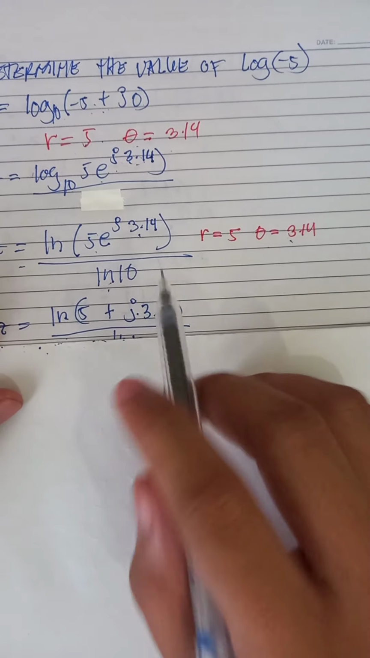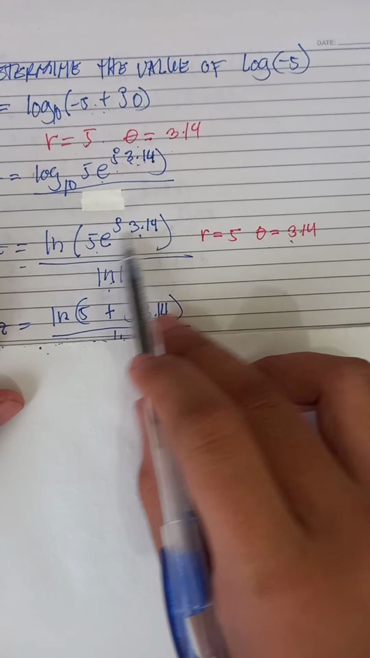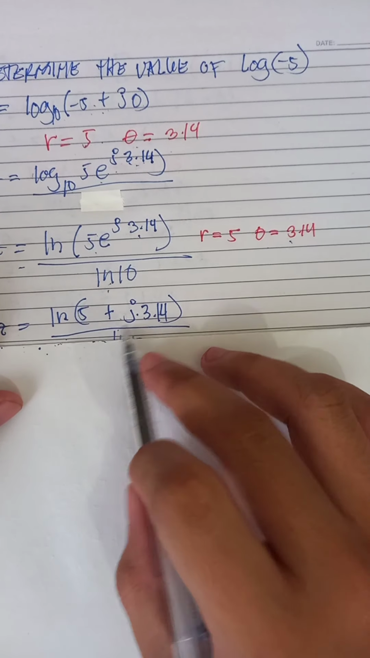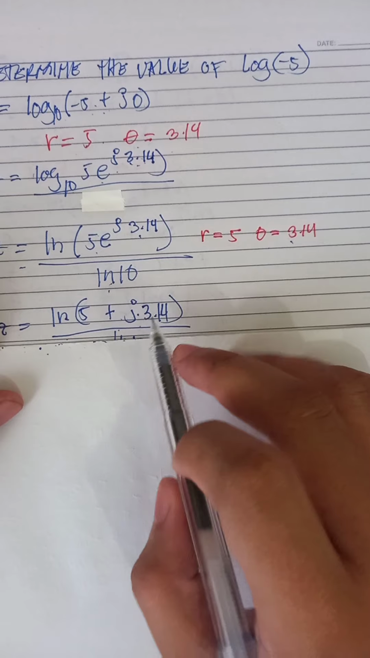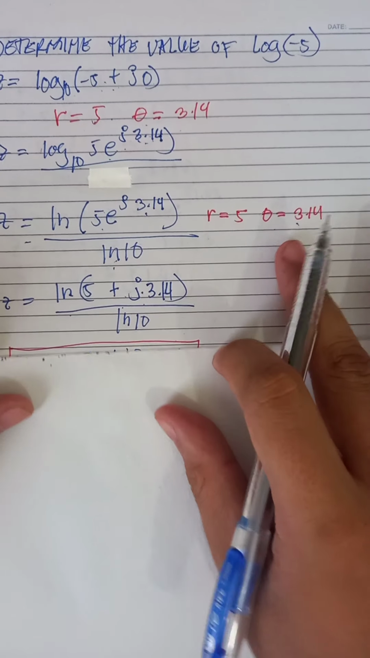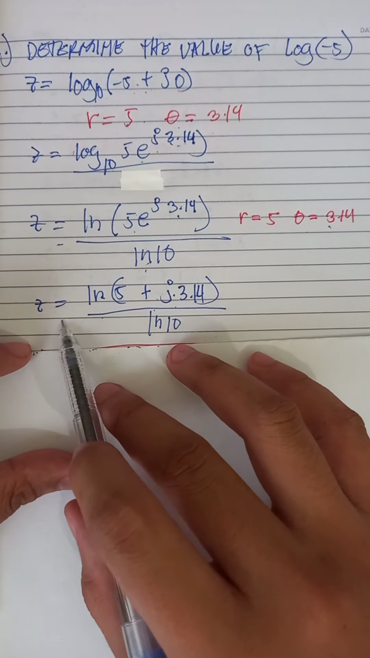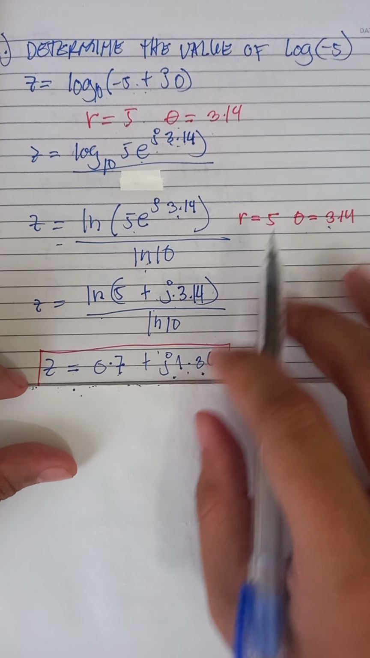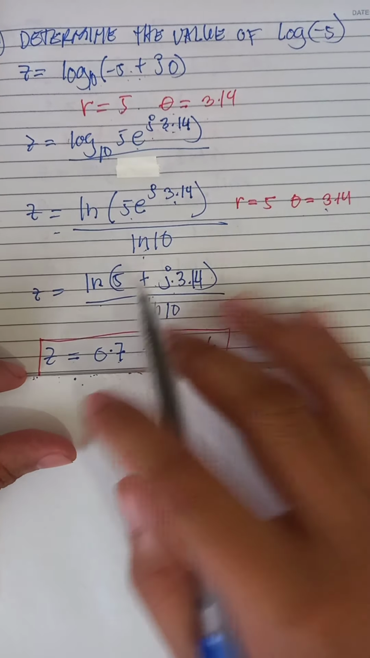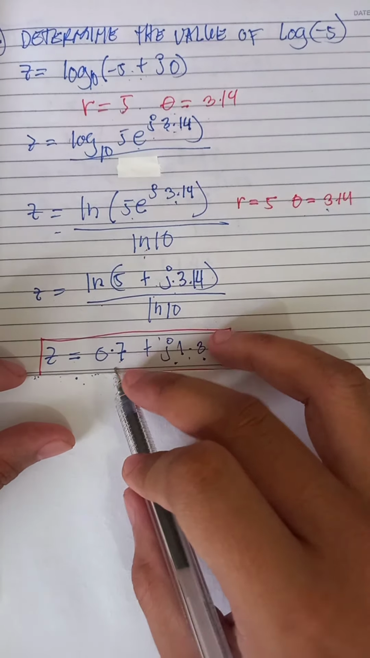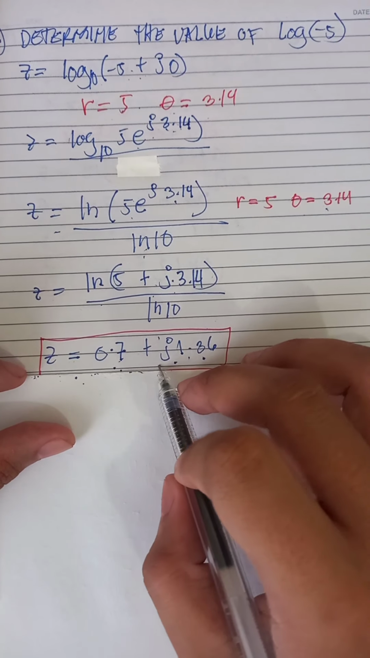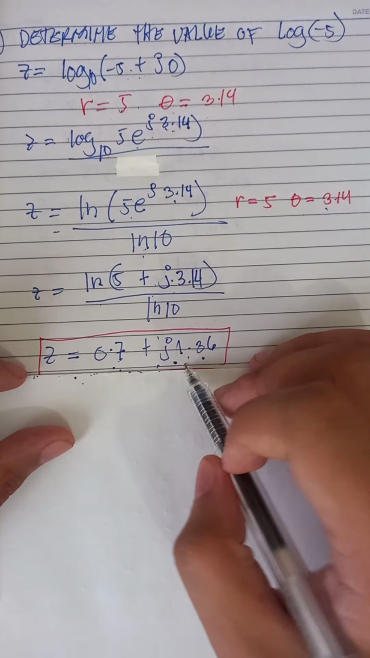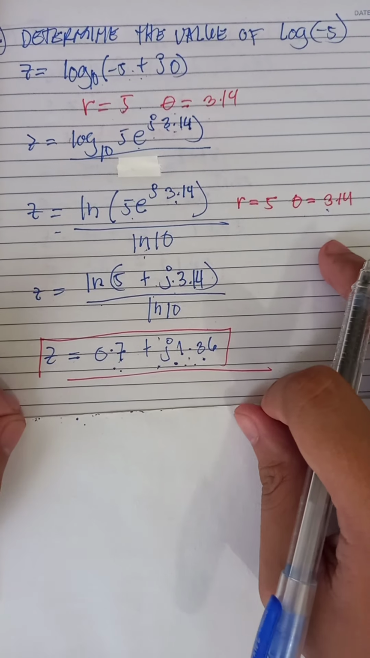So the next step is we have to make this a rectangular form: 5 + j times 3.14. If we calculate this using a calculator, the value of that is z equals 0.7 + j1.36.